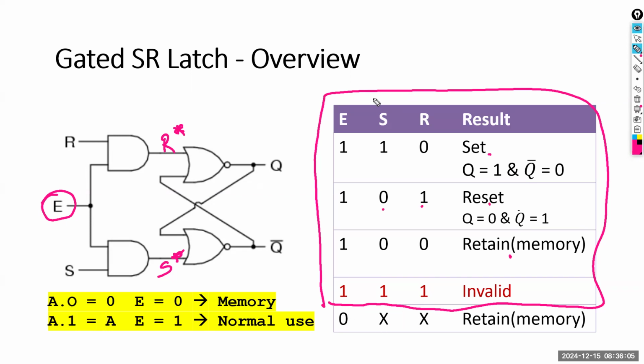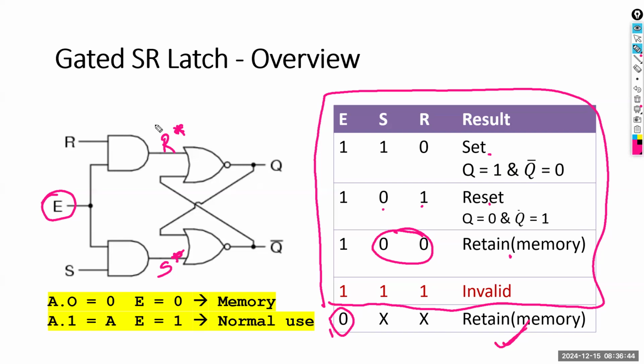So now we have two approaches to get into the memory state. Either enable is 1 and make both S and R 0, or just make enable 0. When enable is 0, it is memory. So now we have two ways to get into the memory. Regardless of your SR values, whether it's 1,1, 1,0, 0,1, or 0,0, this is going to hold whatever the previous value was. So that is called a gated SR latch.